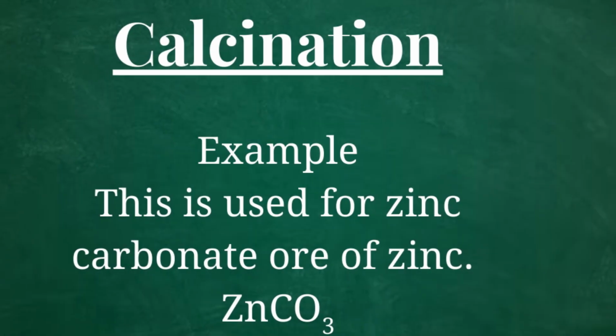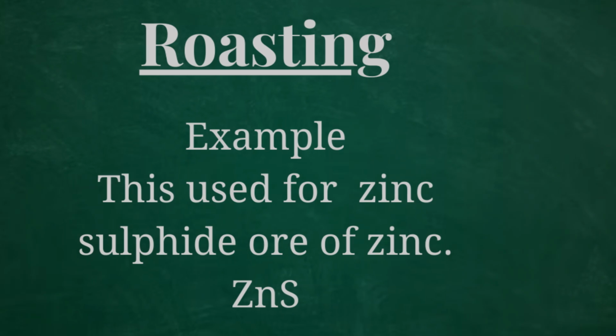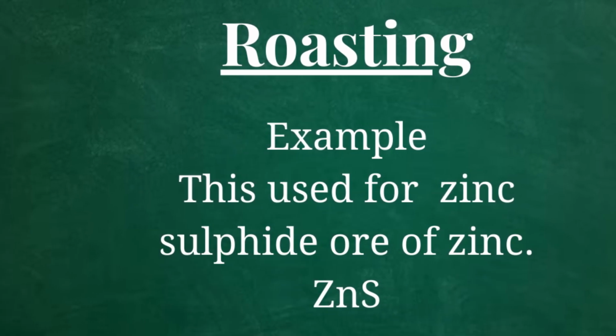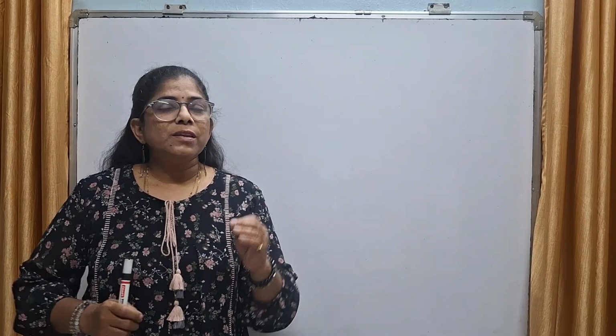Now one example we can give for this. For extraction of zinc from zinc carbonate, we use calcination method. While for extraction of zinc from zinc blende, that is the sulfide ore of zinc, we use roasting method. So hope the difference between calcination and roasting is quite clear to you. The summary of all these points is given at the end of this video. You can go through those points.